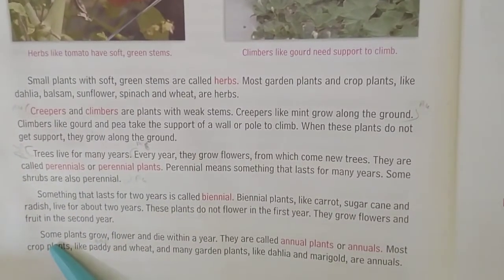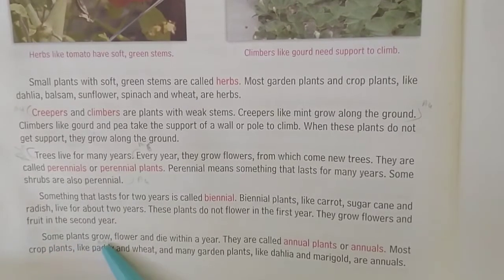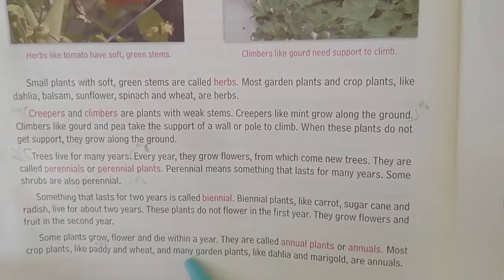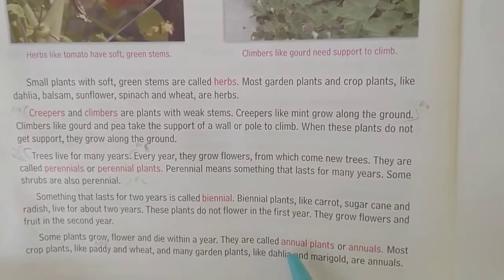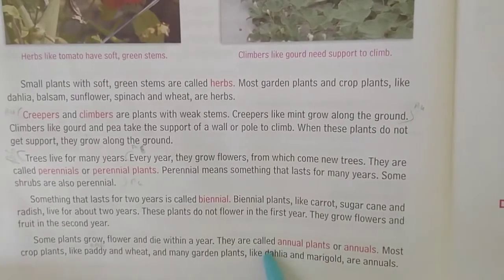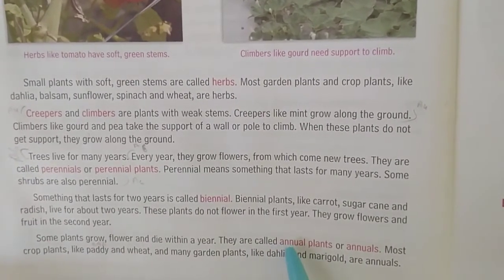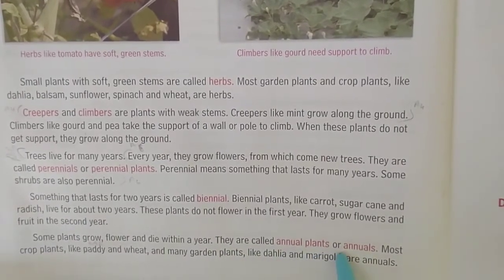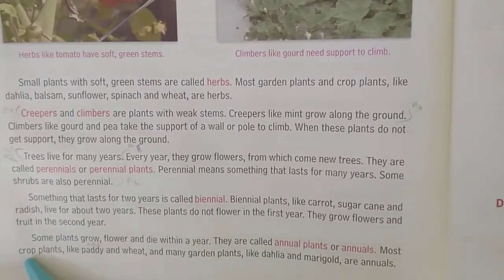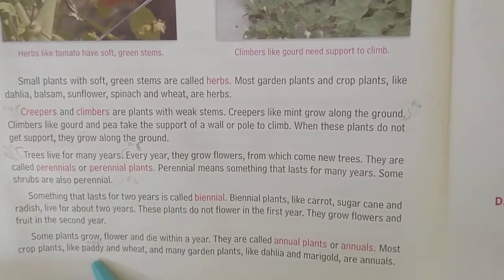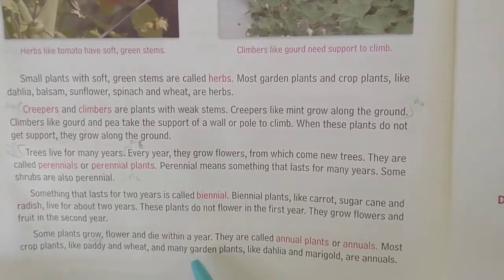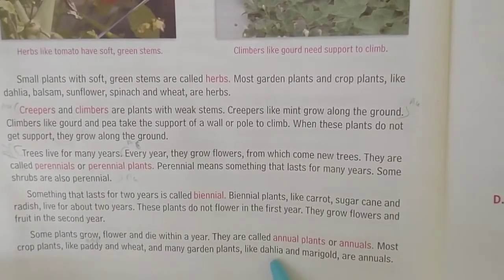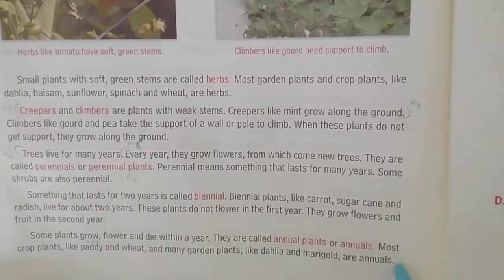Last one. Some plants grow, flower and die within a year, and they are called annual plants. Annual means yearly, like an annual report. So annual means every year. They are called annual plants or annuals. Most crop plants like paddy and wheat and many garden plants like dahlia and marigold are annuals.